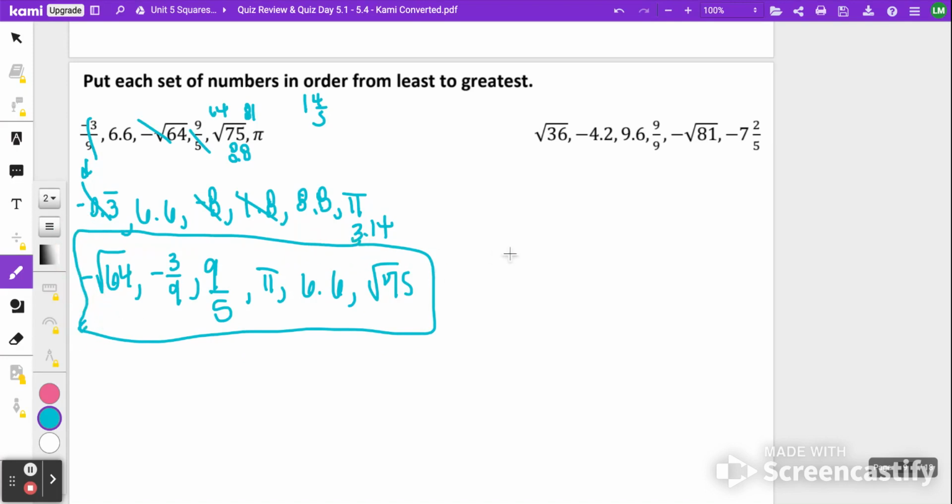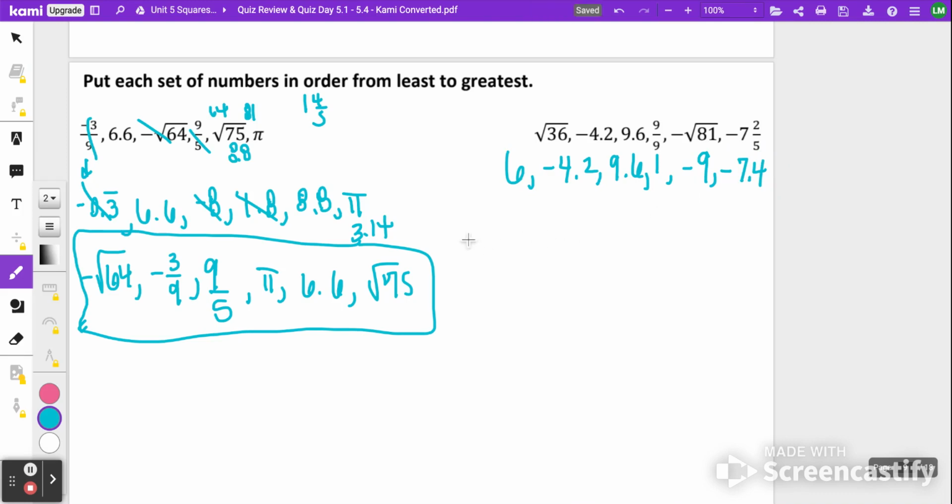Okay. Over here, square root of 36 is 6, negative 4.2, 9.6, 9 over 9 is 1, negative square root of 81 is negative 9, and negative 7 2/5, that's negative 7.4. Start with your negatives first.